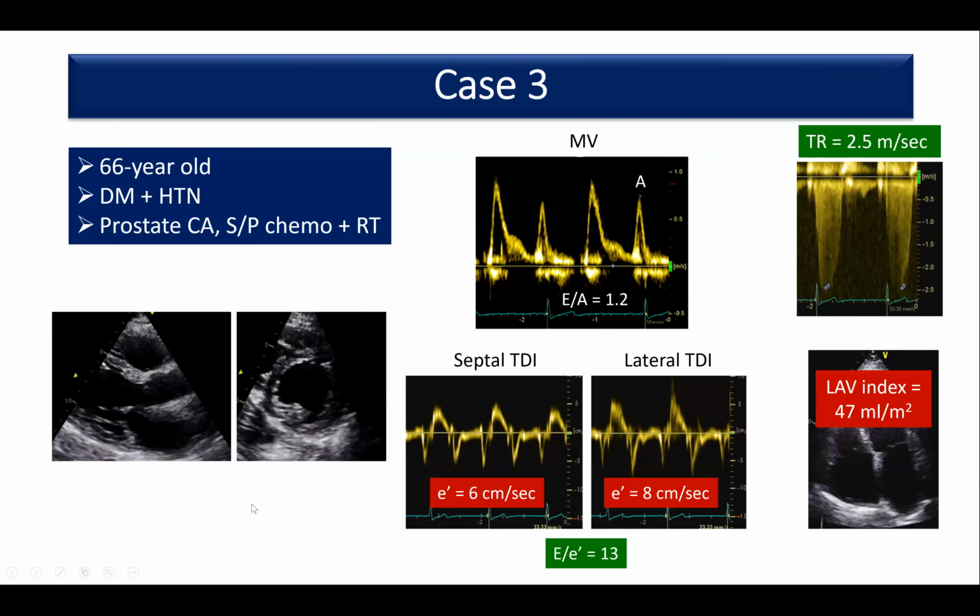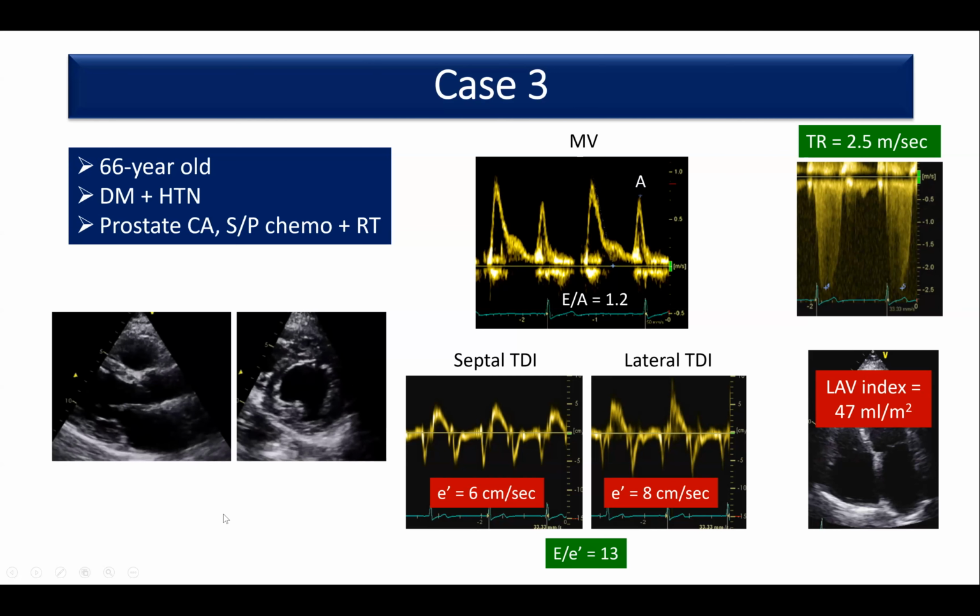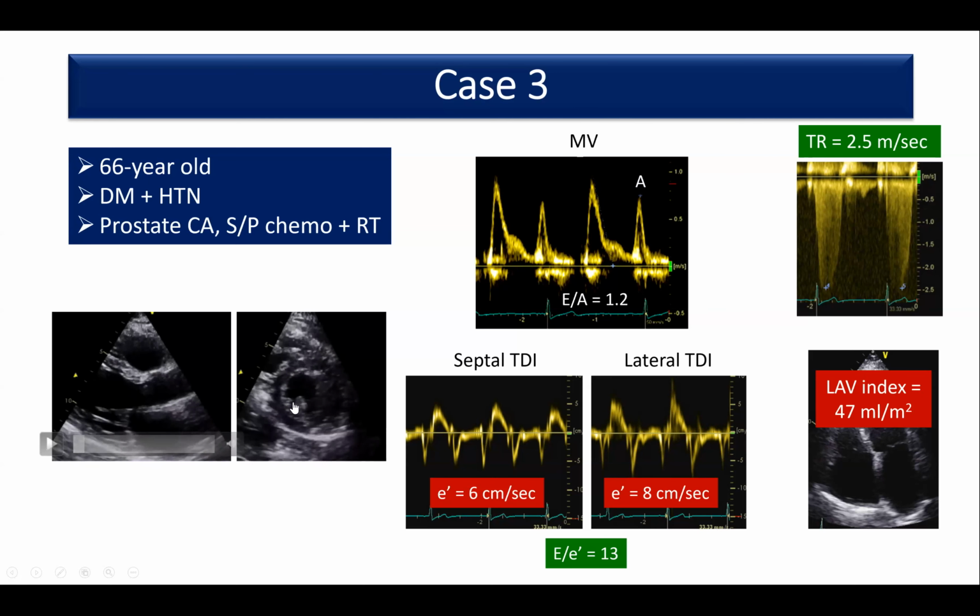Okay, let's show you a third patient. This is a 66-year-old patient, diabetes with hypertension, has prostate CA, received chemotherapy and radiation therapy. As you can see here, left ventricular ejection fraction is normal. I'm not saying systolic function is normal. Why am I not saying systolic function?